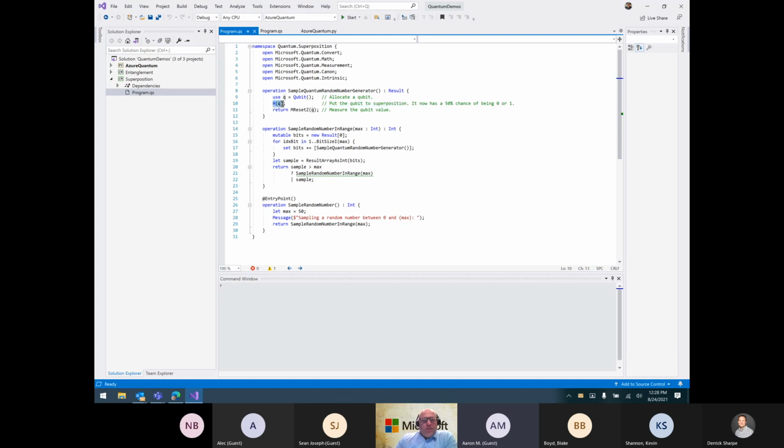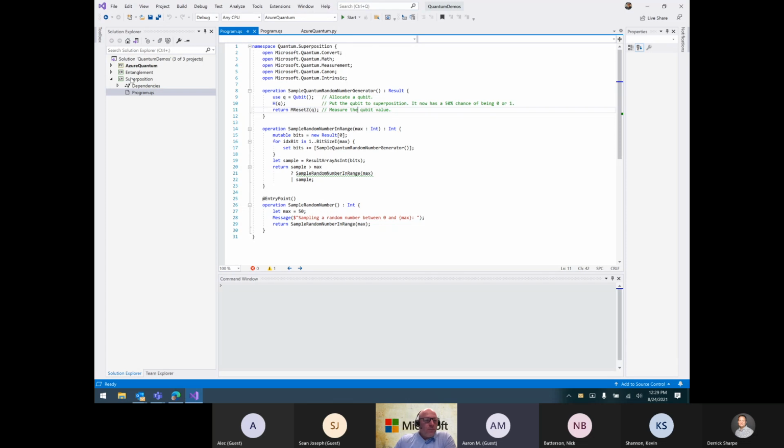I know this is a funky looking function call, H, right? Seriously, that's a function call. It is. But as indicated here, remember we talked about that, you have to put it into superposition, and it now has a 50% chance of being a 0 and a 1, right? And then last but not least, we want to return ResetAll, which is going to measure it, and then it's going to actually reset it, right?